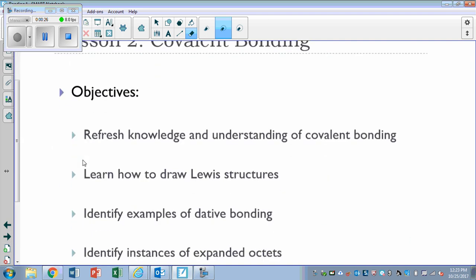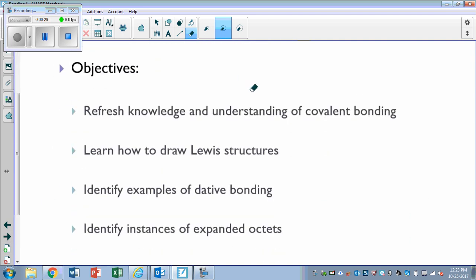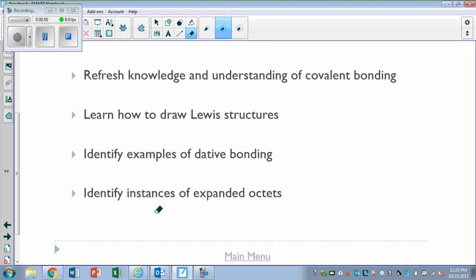So the objective of this lesson will be to refresh the knowledge and understanding of covalent bonding that you already have, review the dot diagrams, maybe learn the dot diagrams of some polyatomic ions or some complex compounds that you have not done before, identify dative or coordinate covalent bonds, and expanded octets as well as valence shell electron pair repulsion theory, shapes of molecules, metallic bonding, and all that kind of stuff. So let's start.